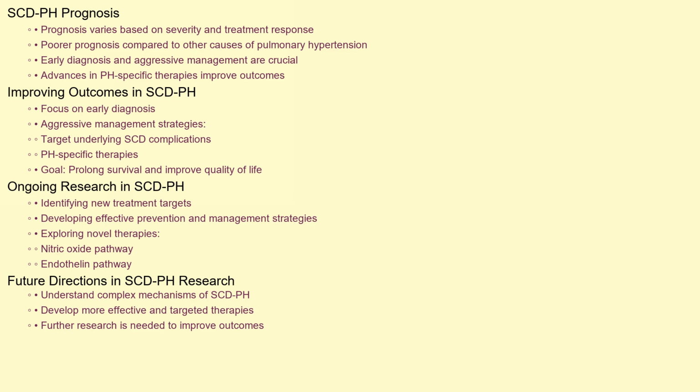Ongoing research is focused on identifying new targets for treatment and developing more effective strategies for preventing and managing SCD-PH. Recent studies are exploring the role of novel therapies that target specific pathways involved in the pathogenesis of SCD-PH, such as the nitric oxide pathway and the endothelin pathway. Further research is needed to fully understand the complex mechanisms underlying SCD-PH and to develop more effective and targeted therapies.